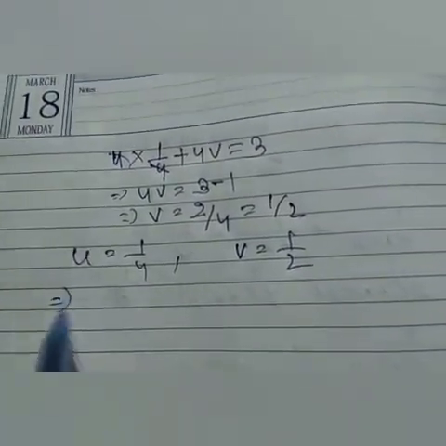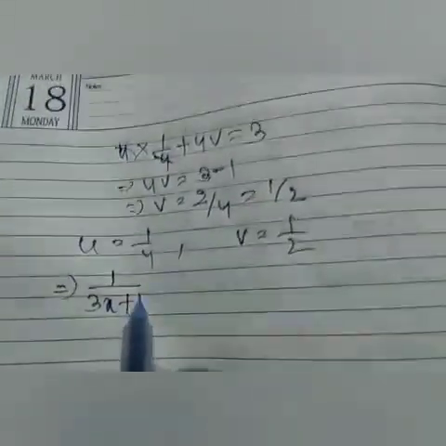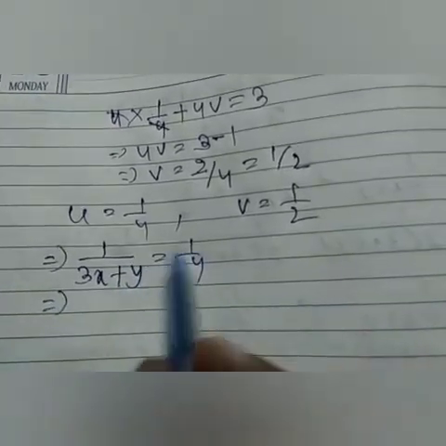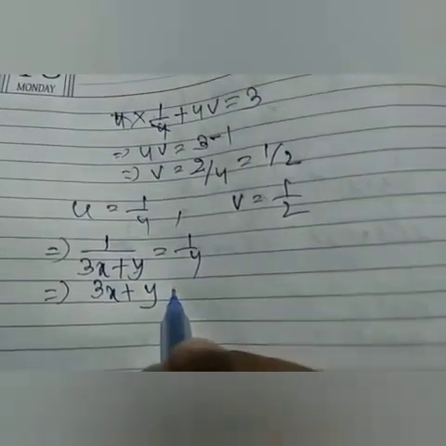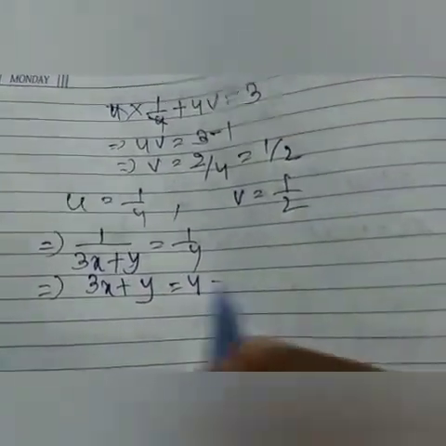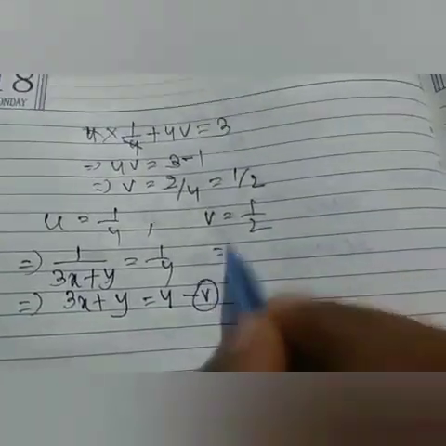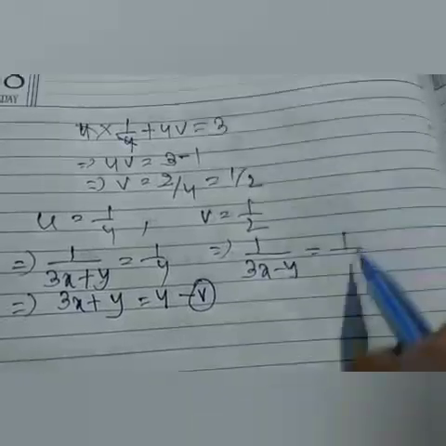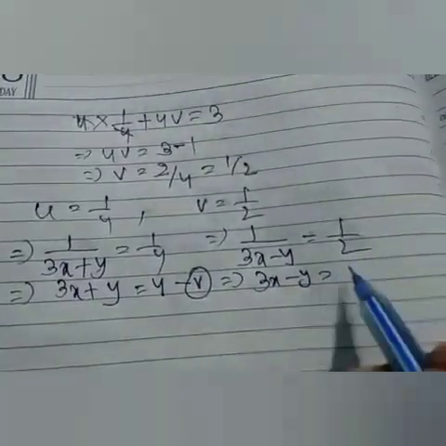So u we take as 1 by 3x plus y equals 1 by 4. So cross multiplying, 3x plus y into 1 equals 3x plus y equals 4, equation 5. Then here v is 1 by 3x minus y equals 1 by 2, cross multiplying, 3x minus y equals 2, equation 6.